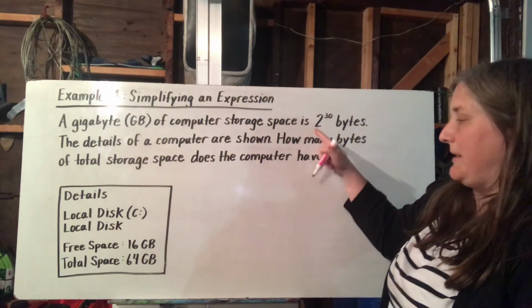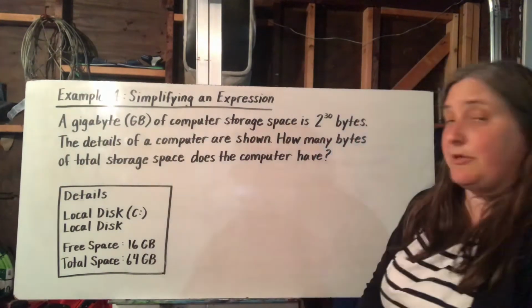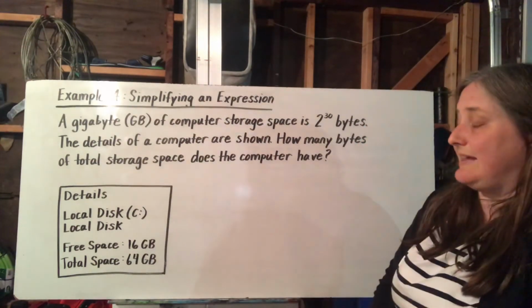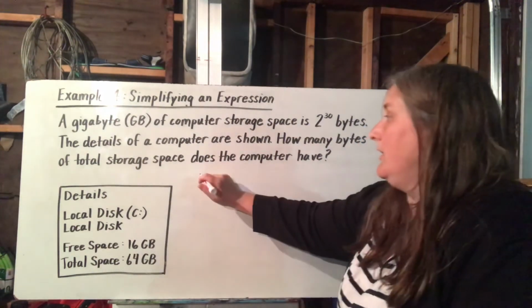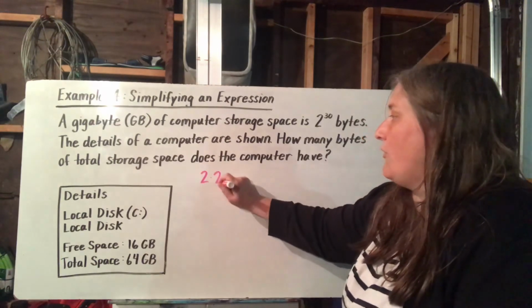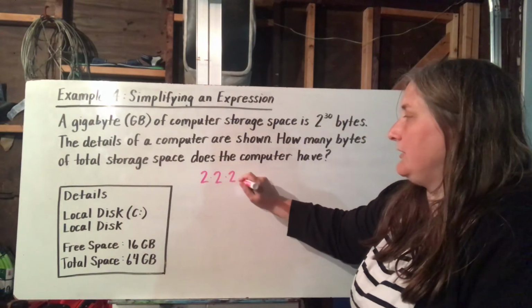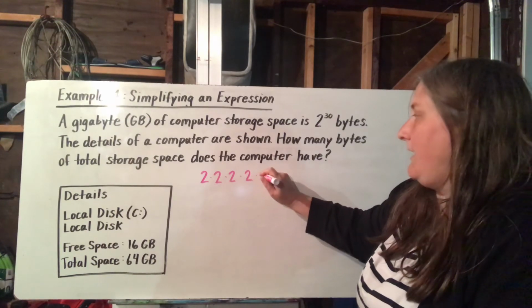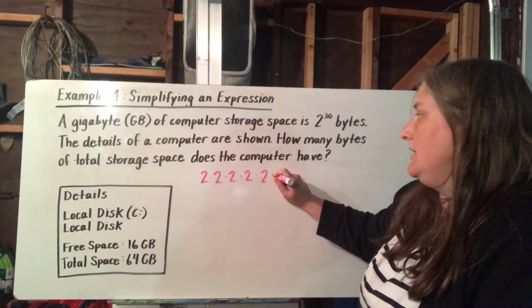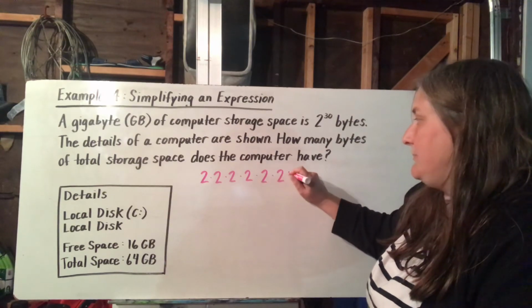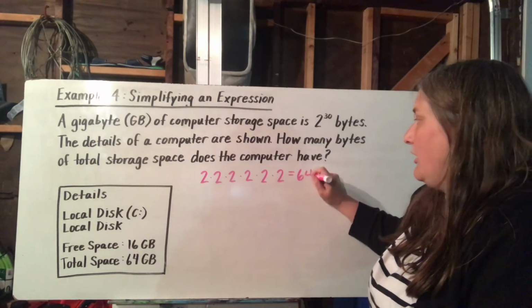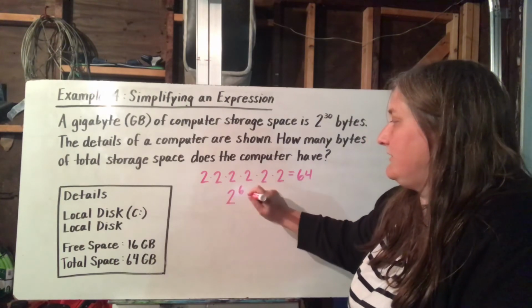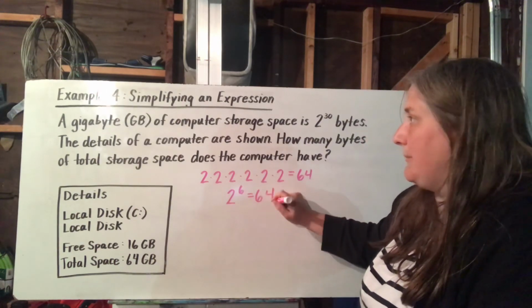Well, since this has a base of 2, I want to write this with a base of 2 also. So I need to figure out how many 2's it takes to get to 64. So 2 times 2 is 4, times another 2 would give me 8, times another 2 would be 16, times another 2 would be 32, and times another 2 would finally be 64. So this total storage space is 2 to the 6th power gigabytes.